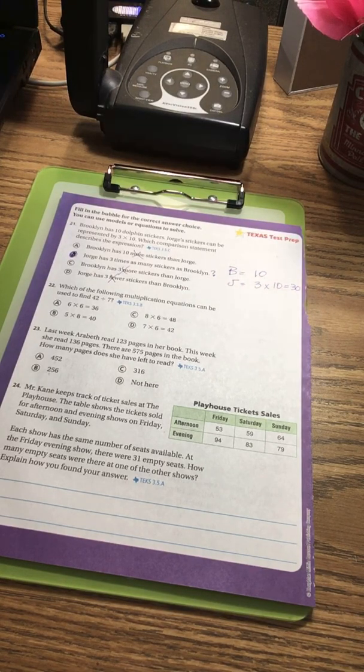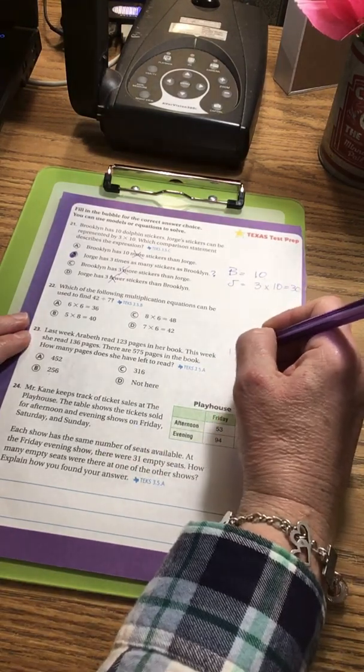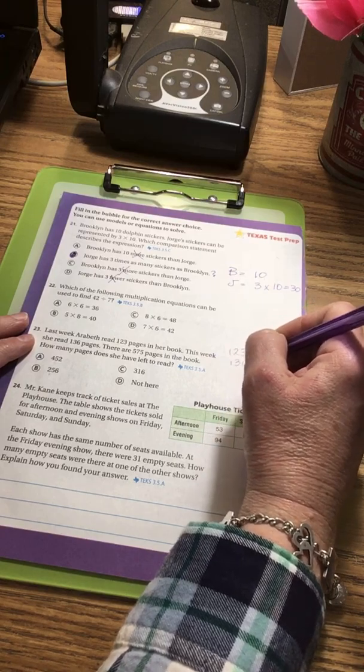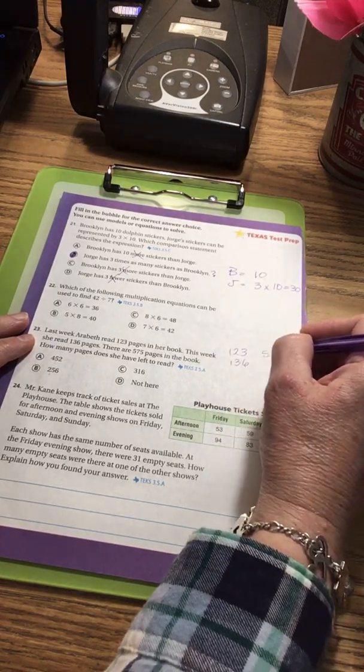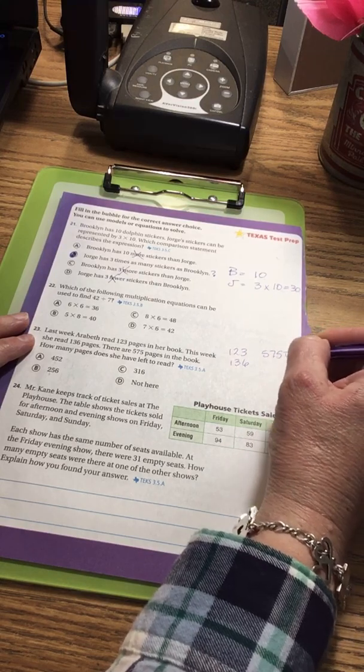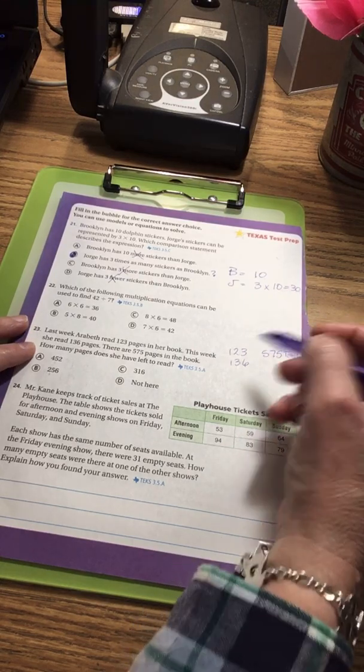Okay, and 23 says, last week, Arabeth read 123 pages in her book. This week, she reads 136 pages. There are 575 pages in the book. So that's the total, isn't it? How many pages does she have left to read? Okay, so last week she read 123. This week she reads 136. There's 575 total pages. How many pages does she have left to read?